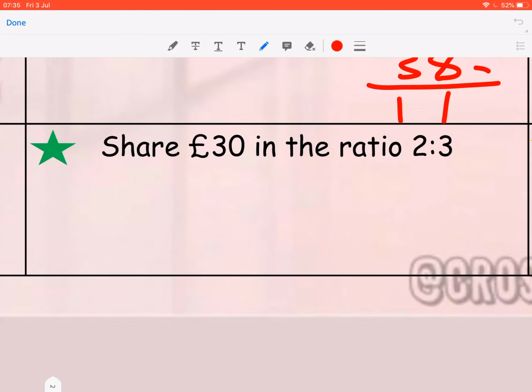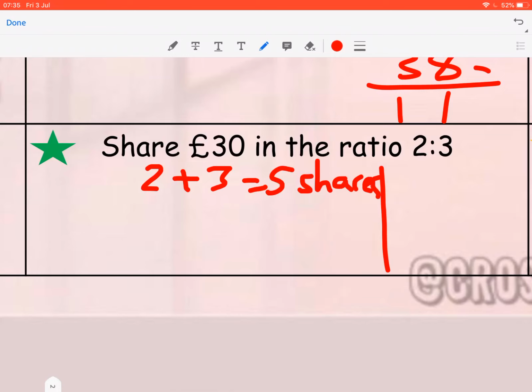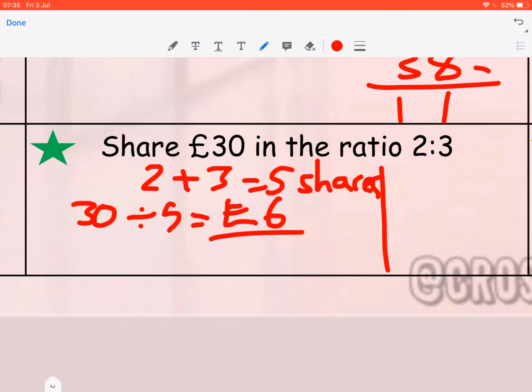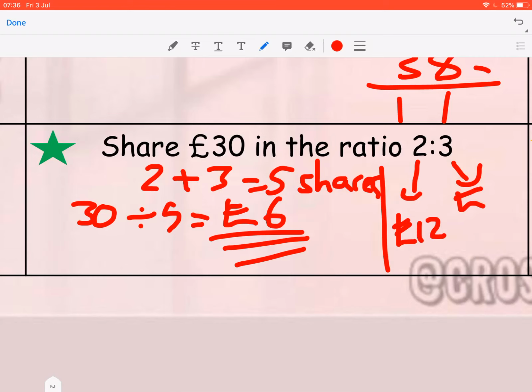Share £30 in a ratio 2 to 3. Okay, remember you've got to add your shares at first. 2 plus 3 is 5 shares altogether. I'm going to divide my £30, my amount of money, by 5 to find out what one share is worth. 30 divided by 5 is £6. So every single share, and this is the important number, every single share is £6. This person on the left is getting 2. This other person is getting 3. The person that gets 2 lots of 6 gets 12. The person that gets 3 lots of 6 gets 18.